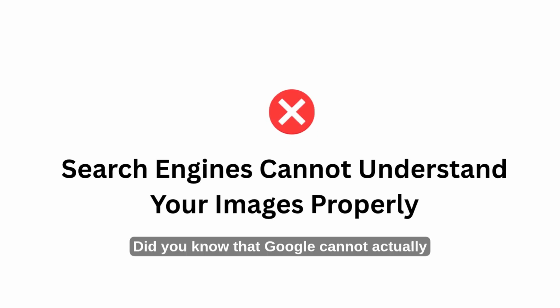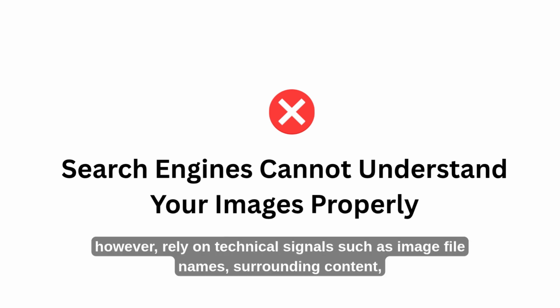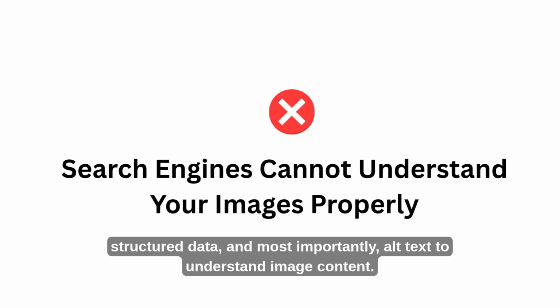Did you know that Google cannot actually see your images the way humans do? When visitors look at a photo, infographic, chart, product image, or screenshot, they instantly understand what's being displayed. Search engines, however, rely on technical signals such as image file names, surrounding content, structured data, and most importantly, alt text to understand image content.